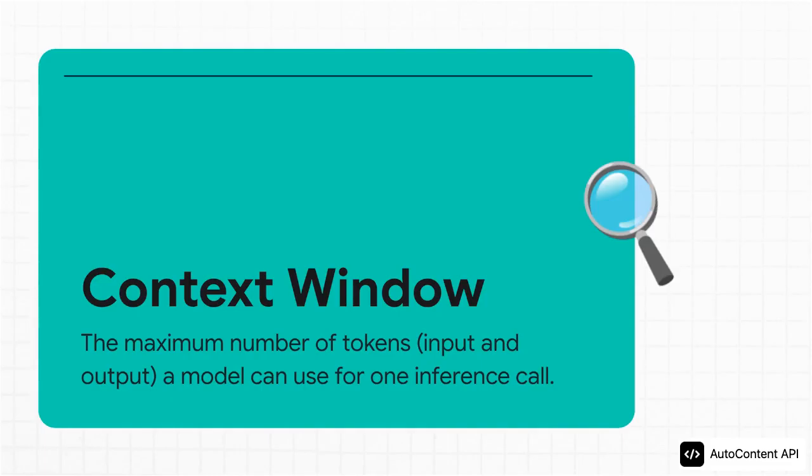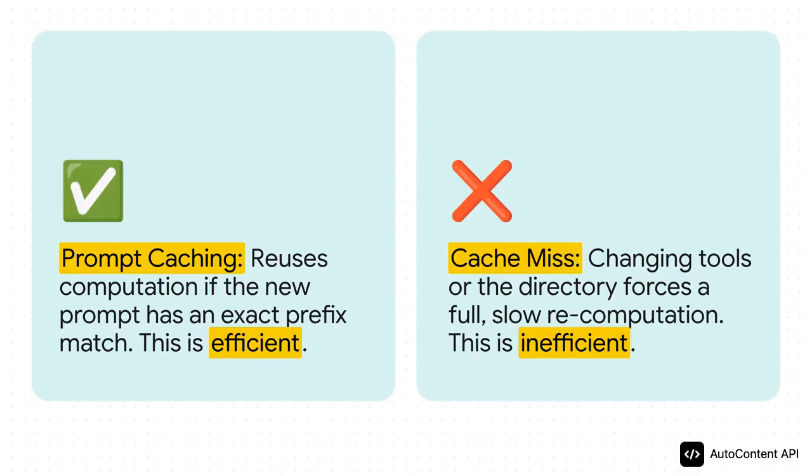Every AI model has what's called a context window. It's the maximum number of tokens, think of them as pieces of text, that it can process at one time. Basically, it's the model's short-term memory. If that conversation history gets too long, it literally runs out of room to think. So, to solve the speed problem, engineers use a really cool technique called prompt caching.